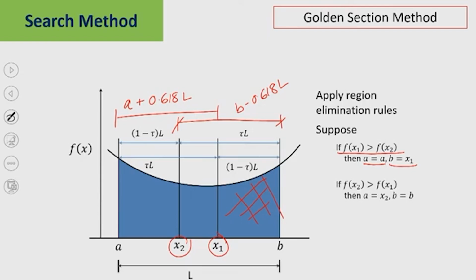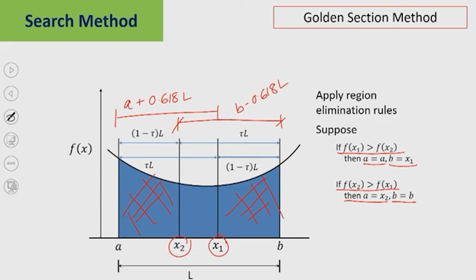If it is not true, then the second condition is f of x 2 is greater than f of x 1. That means, the function value at x 2 is greater than the function value at x 1. In that case what will happen? This particular region will be eliminated, and therefore, A equal to x 2 and B equal to B. So, B will be unchanged, but A will change to x 2. Okay. So, we are just applying these 2 conditions. One of these conditions will be true.